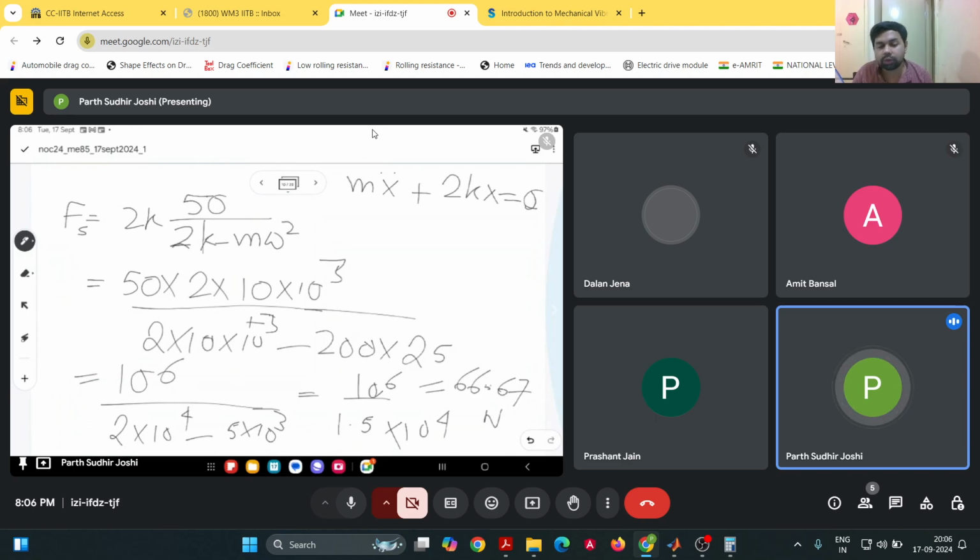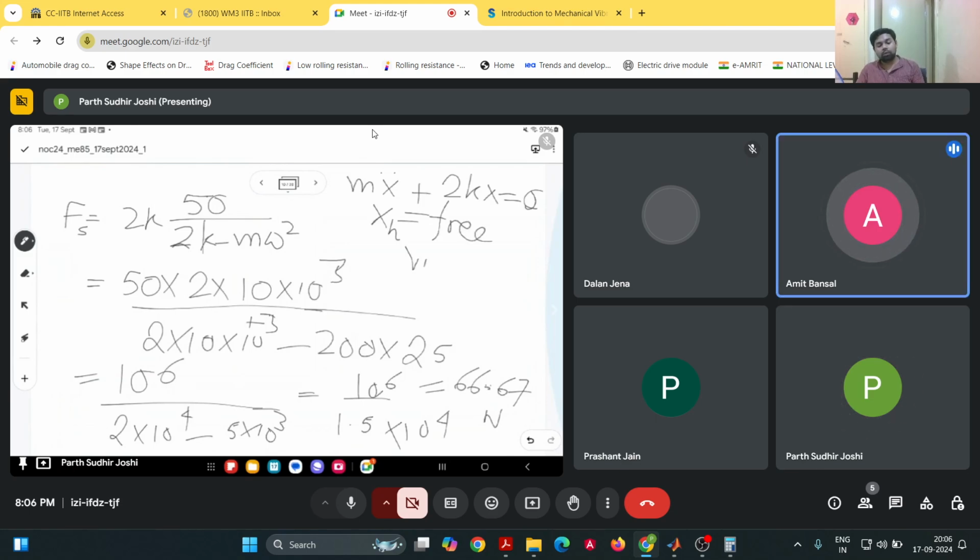So the solution to this differential equation, m x double dot plus 2k x is equal to 0, is called xh. Let us say it is the homogeneous solution to the homogeneous differential equation, and that represents the free vibrations.